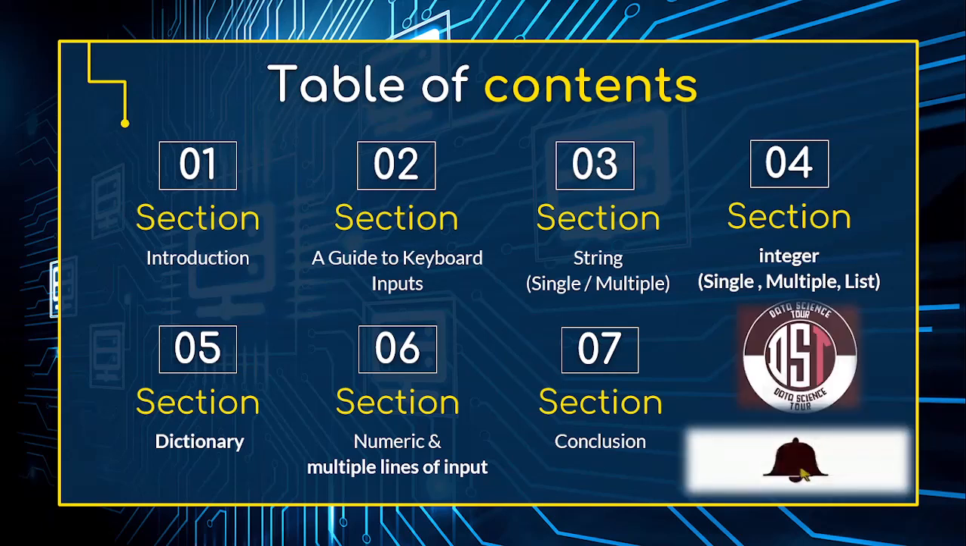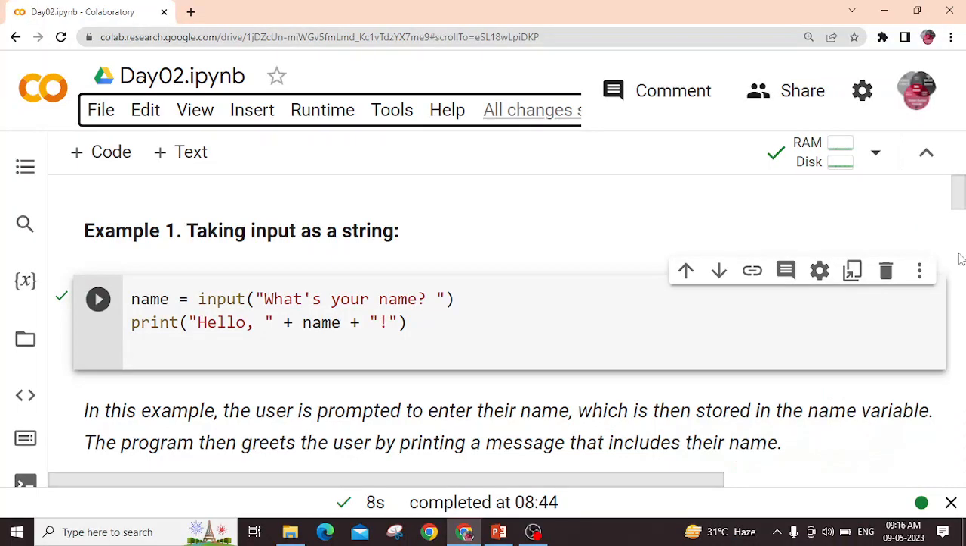So let's now go to the Colab and use some examples to show the content which you can see here on this slide. In this example, we are taking input as a string. So name is my variable, input is my function, and I can pass any string into this input function. In this example, I have passed "What's your name". If you want to print any statement or string, you have to use the print function, and you can write hello and the name variable which you have used to store your input.